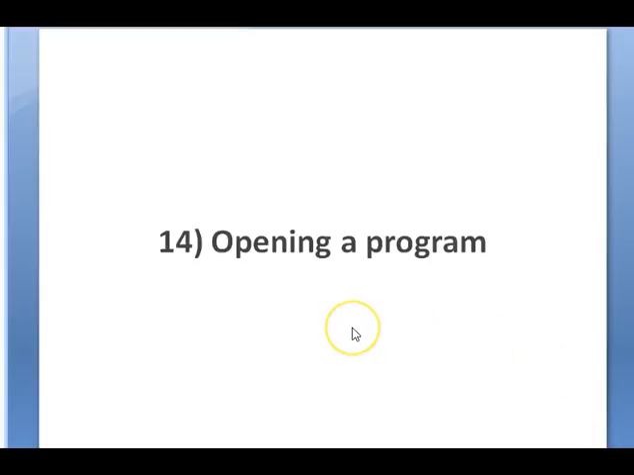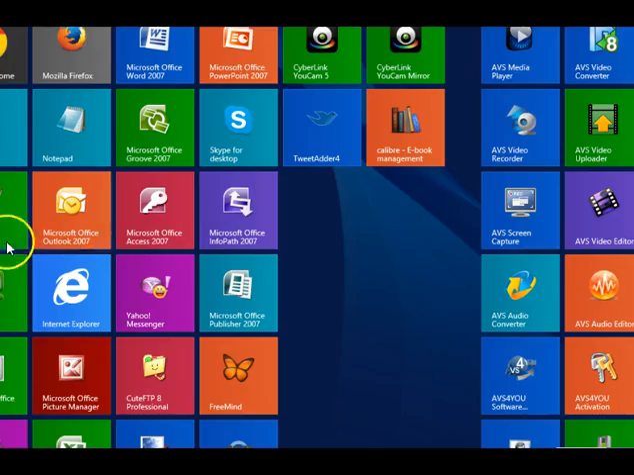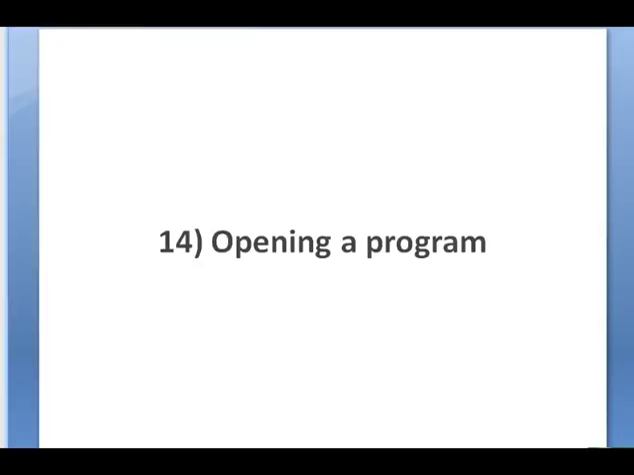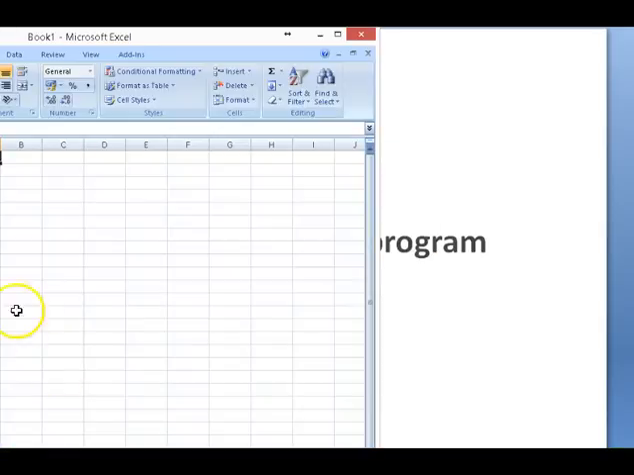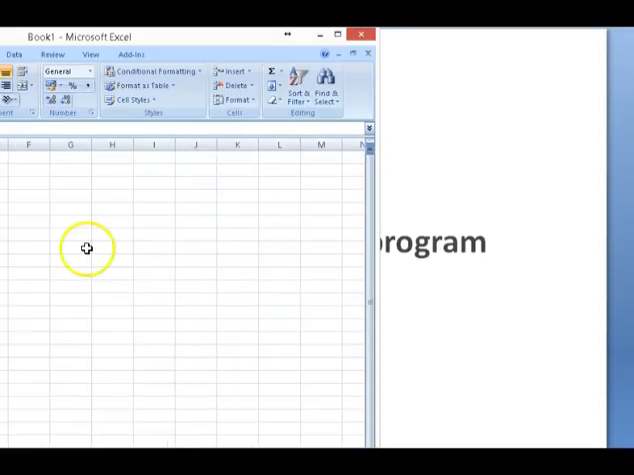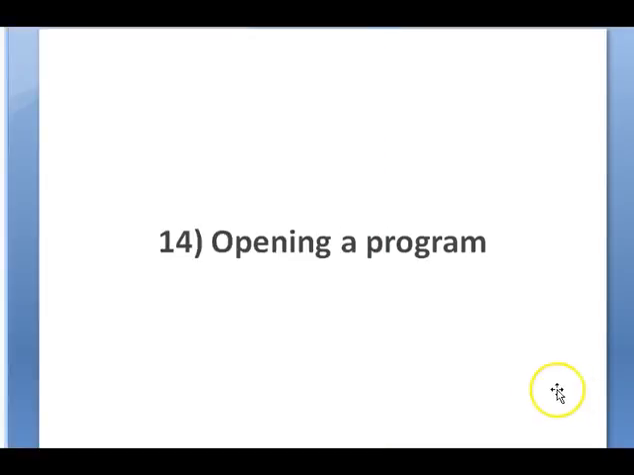Opening a program. Opening a program, pretty simple. If you click on your start menu, you can just open a program. Let's suppose I wanted to open Excel. Just click on it, and lo and behold, it opens up. And then you can start working with it. So once you locate the program, all you need to do is click on it. Usually you'll find them on your desktop. If not, you can always do a search for it using your search facilities on your computer.